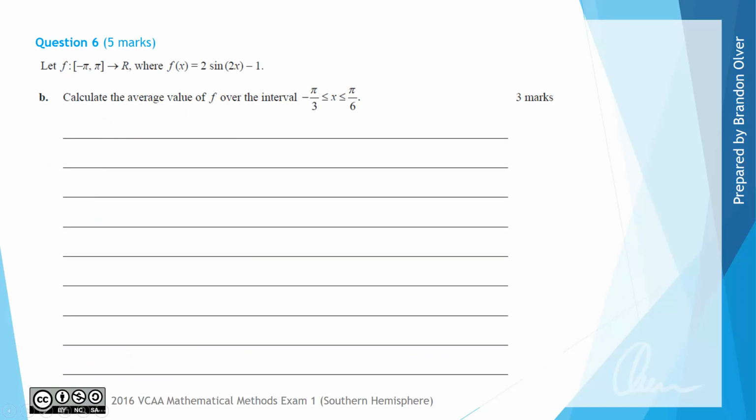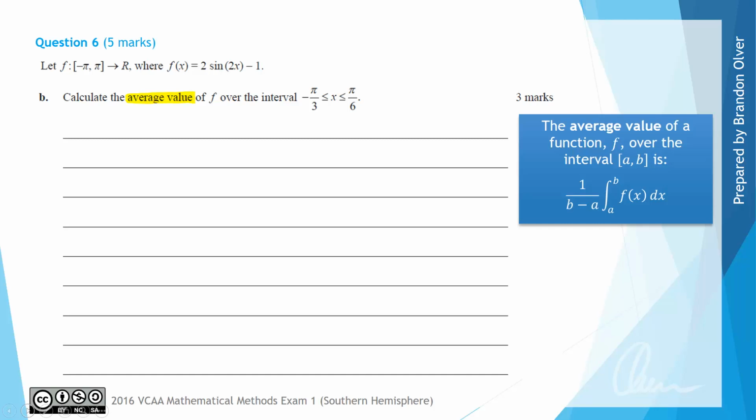For part B, we're asked to calculate the average value of f over the interval negative pi on 3 is less than or equal to x is less than or equal to pi on 6. Now we need to recall that we have a formula for the average value of a function over an interval a to b, and that is 1 divided by b take a, and then the integral from a to b of f of x dx.